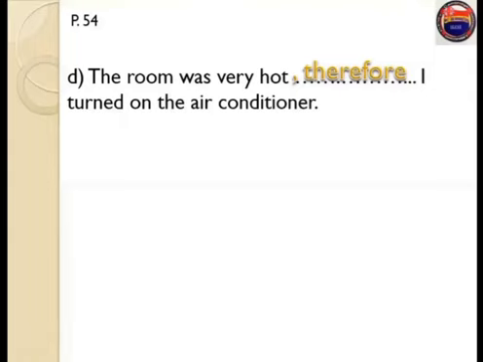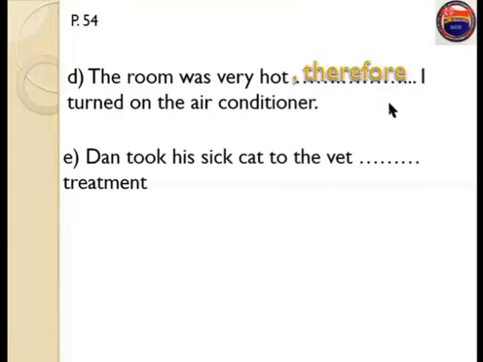Let's move to sentence E. Dan took his sick cat to the vet. What treatment? Okay, just use here for. We can say Dan took his sick cat to the vet for treatment. And you can just pass this sentence. It doesn't relate to our lesson, but just write for.